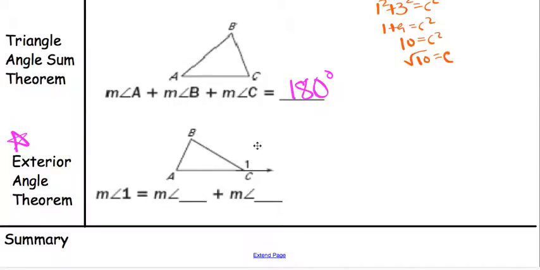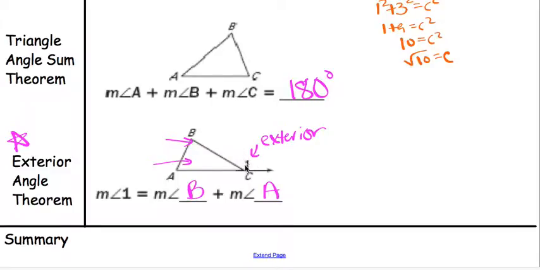So this angle, angle 1, is an exterior angle. And it's equal to the sum of the two remote interior angles, the inside angles there, that do not touch it. So angle 1 is equal to the sum of the measure of angle B and the measure of angle A. So keep that in mind. It's the two inside angles that do not touch that exterior angle.